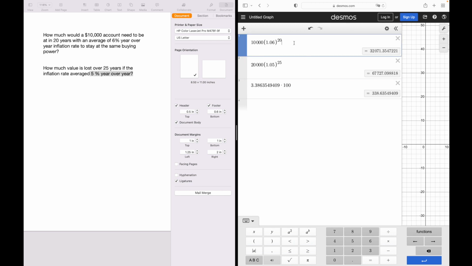So on the quiz, there's going to be some questions like this and some where you don't even have an account, but it's just asking you to convert it to a percentage.